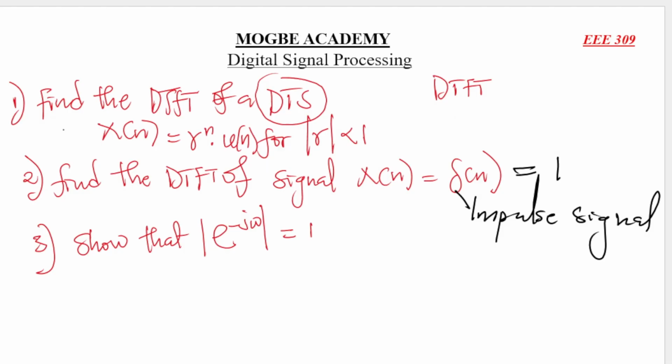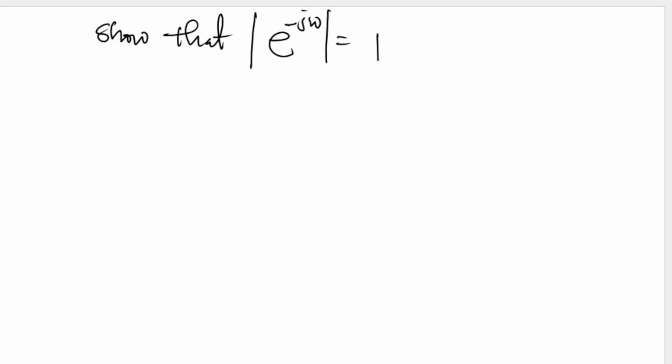Now let's consider the last question there. From the question, we are asked to show that the absolute value of exponential minus jw will be equal to 1. So our question is to show that the absolute of exponential minus jw will be equal to 1, right? Now what are the parameters here?